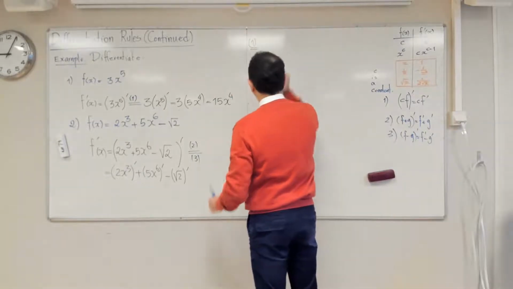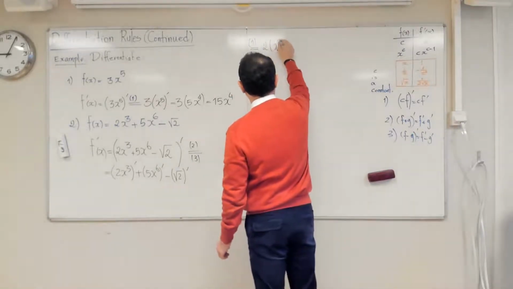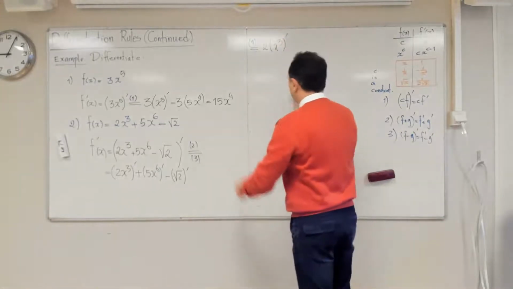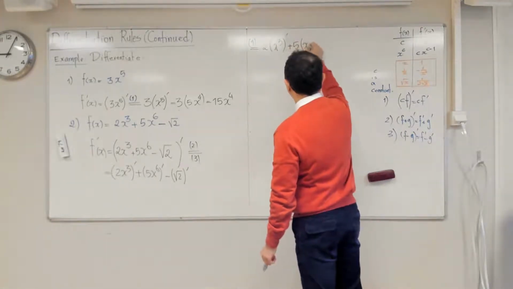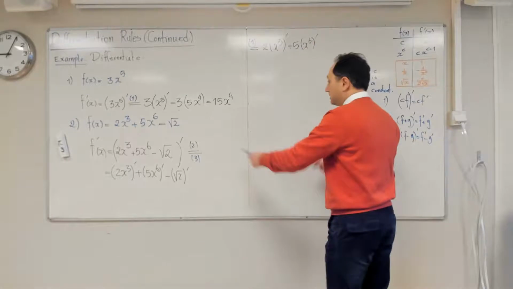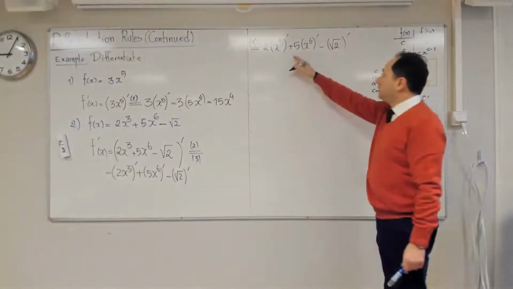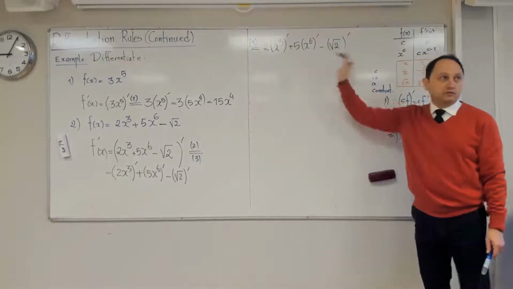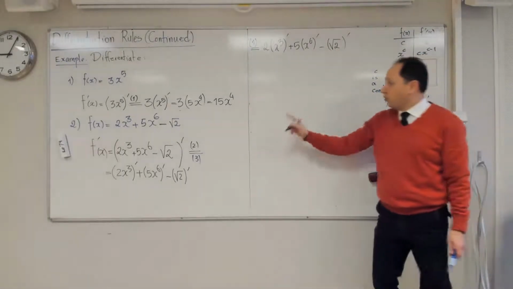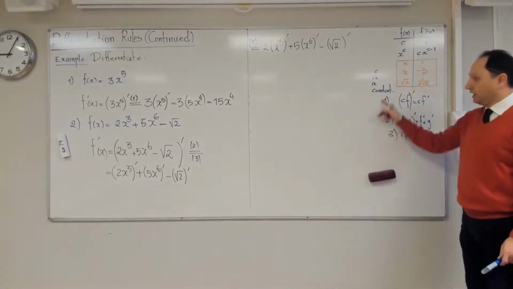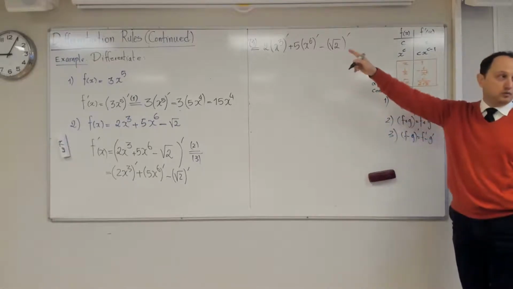So then it becomes rule number 1. Rule number 1 is 2, the derivative of x^3, prime. And then I have plus 5, the derivative of x^6, prime. And then I have minus, let me keep it for the time being. Is that understandable for everyone? So you see, all these rules play a role: 2, 3, and number 1.